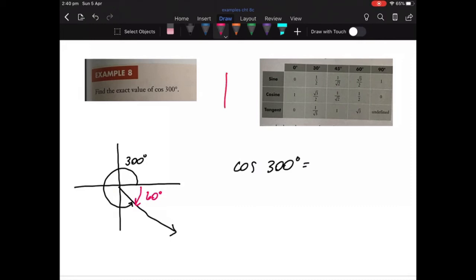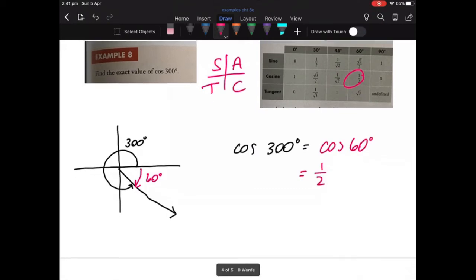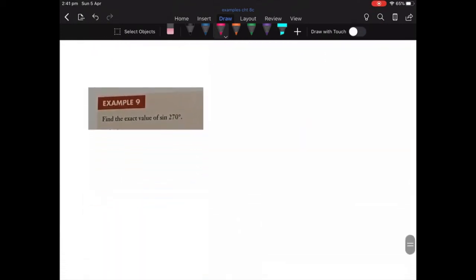All right, now in this fourth quadrant, only cosine, I'll draw this again for you, S, A, T, C. So in this fourth quadrant here, only cosine is positive. So therefore, the cosine of 300 is equal to the cosine of 60 degrees. And if we go up to our chart here, cosine of 60 degrees is equal to a half. And that is the exact value.